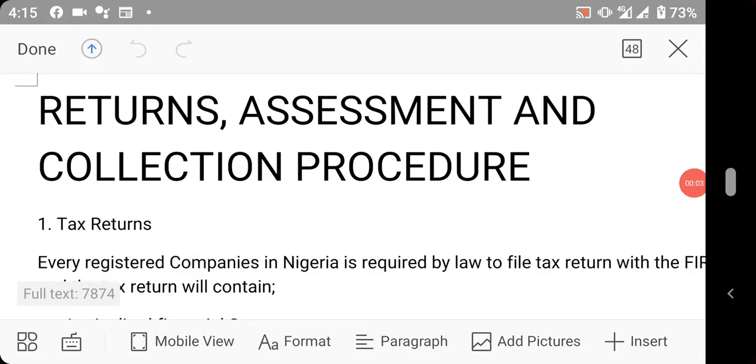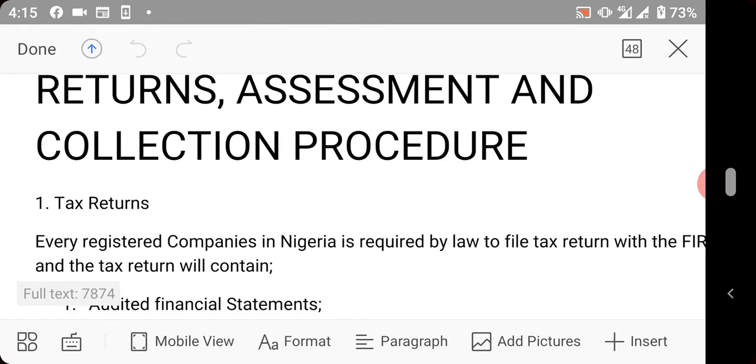Okay, welcome to today's class. Today we're going to look at returns, assessment, collection procedures. Now, this is an important topic in taxation, and a lot of theories in terms of subjective and objective questions come out from this place. So today we're going to look at tax return.